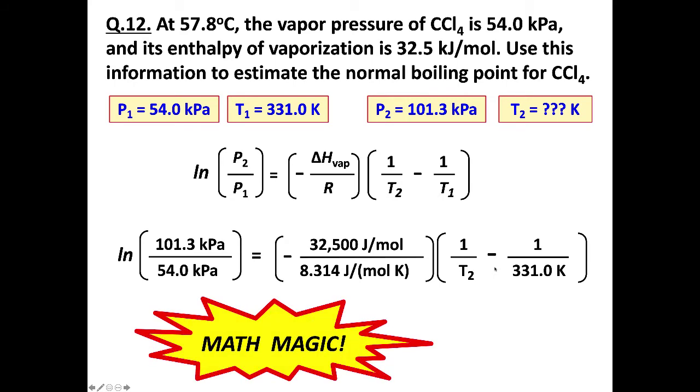So we just do some math and we get an answer for T2 in Kelvin, 350.6 Kelvin. And we could just report the value in Kelvin, or if you're asked for it in degrees Celsius, you can do the usual 273.2 degree shift to get to the degree Celsius temperature, 77.4.